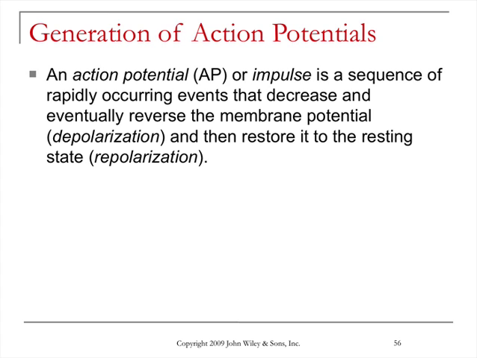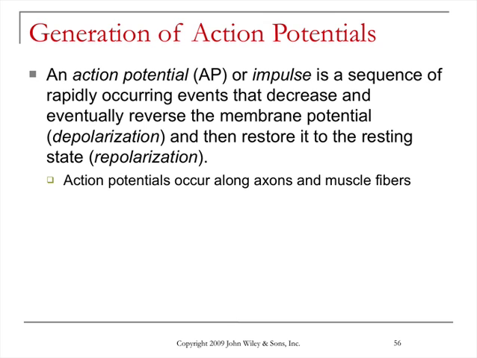At this moment in time, that is probably pretty unclear, and we'll look at a picture that will illustrate all of this in just a second. Action potentials are messages that occur along axons and along muscle fibers. You'll remember that it's graded potentials that travel along the dendrites and the cell body of neurons.